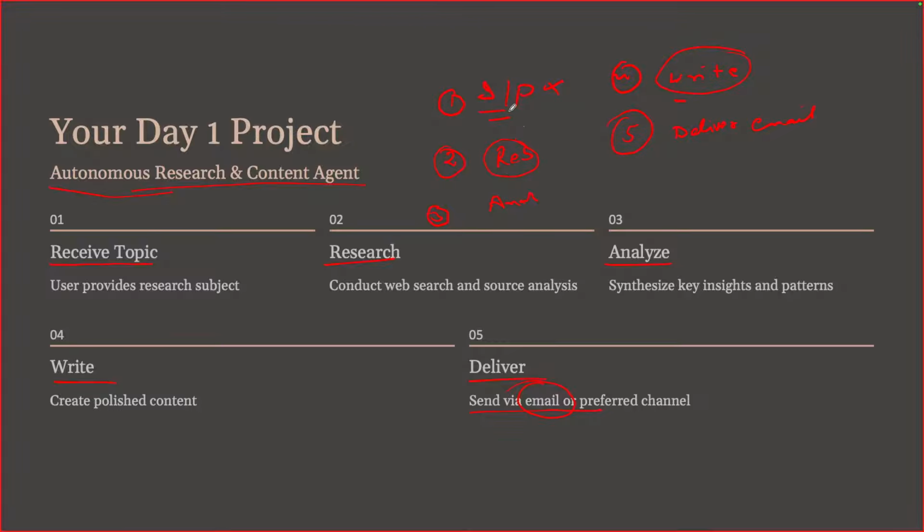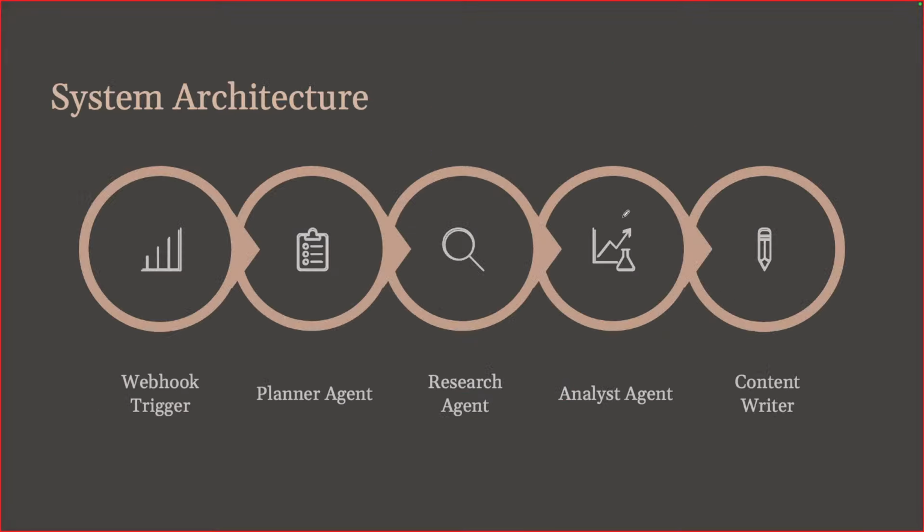Unless I get the input, I cannot do the research. Unless I get the research done, I cannot analyze it. Unless I analyze it, I cannot write the article. Unless I write the article, I cannot deliver it. Yes or no? So why have we listed it down? Because I know one step is dependent on the previous step. First I have to get the input, then plan for it, research for it, analyze for it, then content creation, and last is sending the mail.